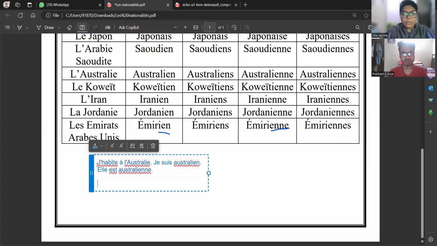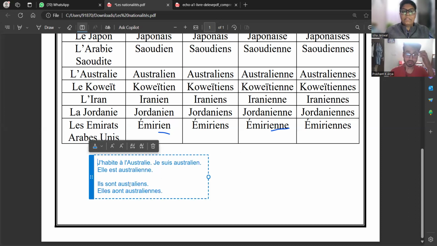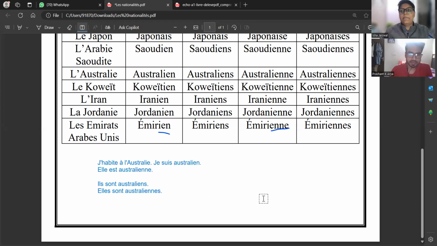Now we come to plural. Ils sont Australiens. Feminine plural. Elles sont Australiennes. So we write this way. For whom we are writing, we will use the nationality for that person. If it's feminine, we will write the feminine nationality. If it's masculine, then the masculine nationality. If it's plural, then it depends whether the plural is used for masculine or feminine.